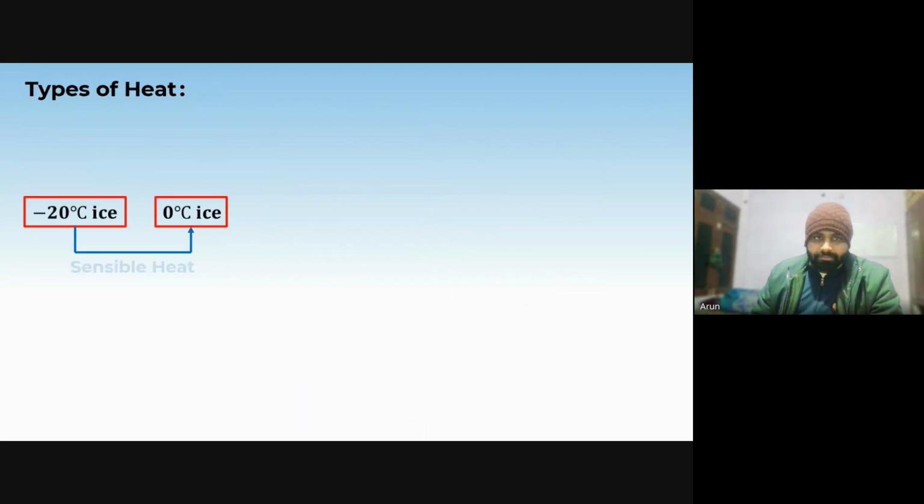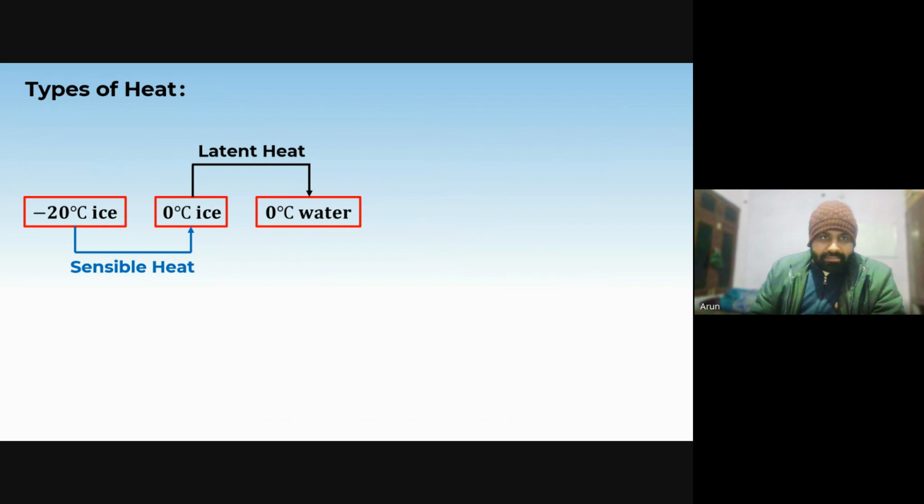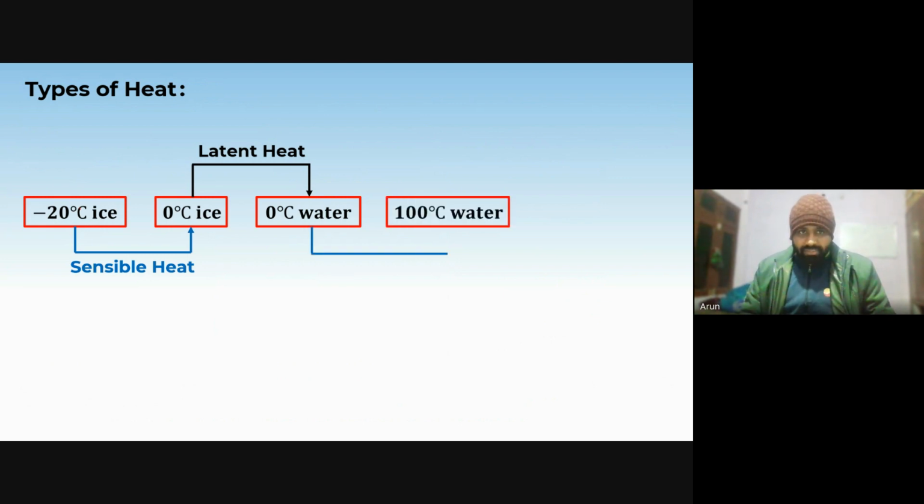Types of heat. Let's say this. Whenever you sense the change in temperature, here the temperature is changing, that heat is termed as sensible heat. And if the temperature is not changing and we are providing the heat, that heat is termed as latent heat. Because this heat is going to change the phase.